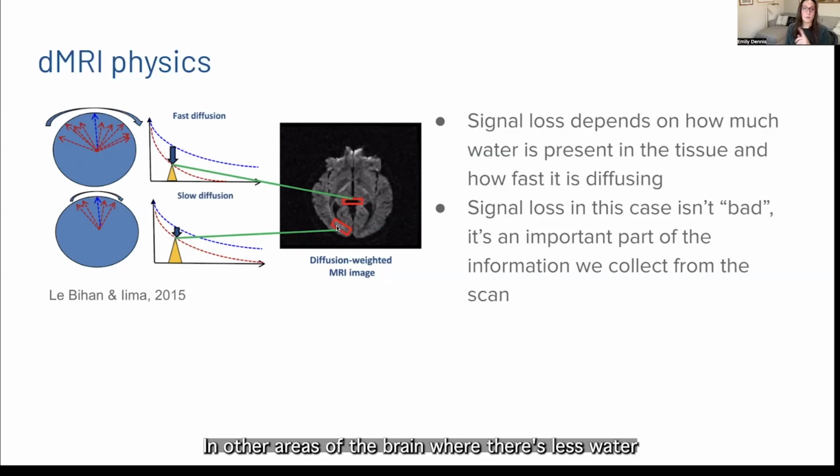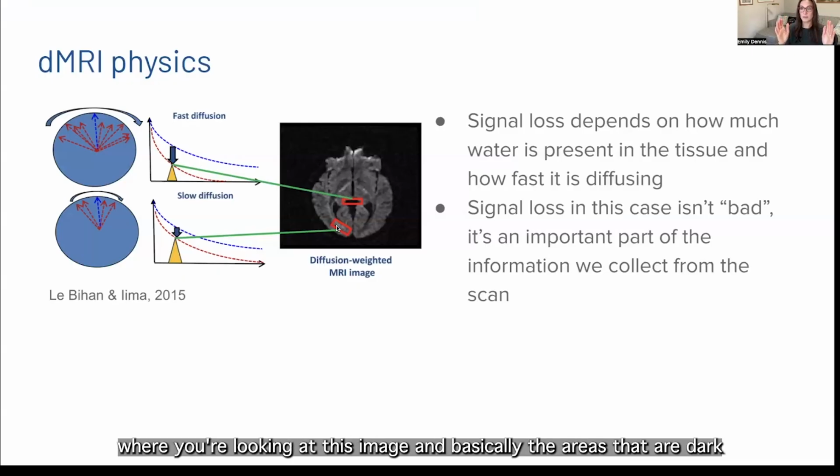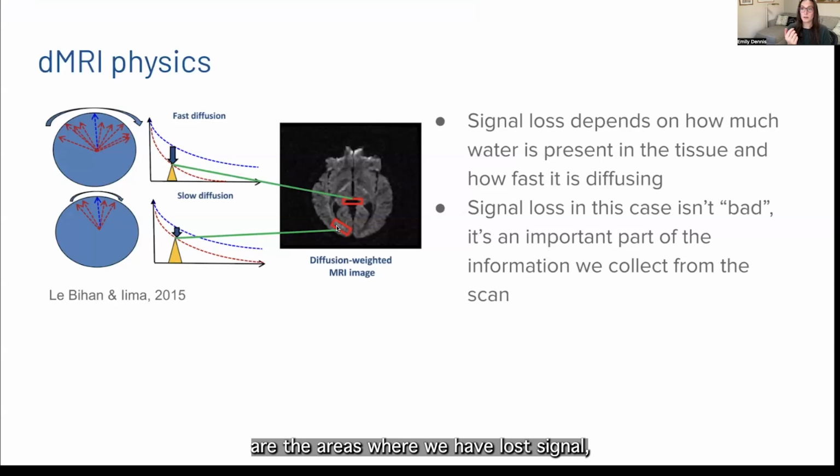In other areas of the brain where there's less water, or there's less water moving along this direction that we're looking at right now, and I'll explain what I mean by that on the next slide, you will have some protons that get dephased, but they don't get dephased that much. And so they're able to rephase during the rephasing field, and we don't lose information along that direction. So this is all talking about one direction. Looking at this image, the areas that are dark are the areas where we have lost signal, and that means that water is moving a lot along the direction that we're looking.